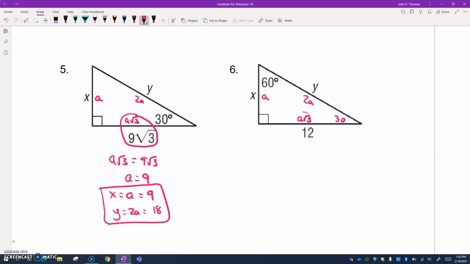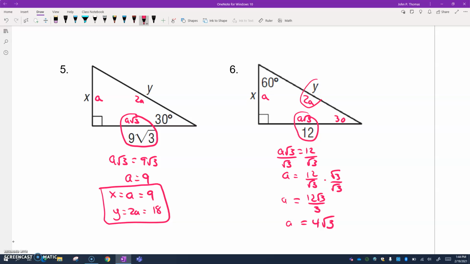All right, so I know this side. So A root 3 equals 12. Divide both sides by root 3. All right, so I get A equals 12 over root 3. Now, for standard notation, I need to rationalize. So I'm going to multiply top and bottom by root 3. And I get 12 root 3 over 3, which is 4 root 3. All right, so the A value is 4 root 3.